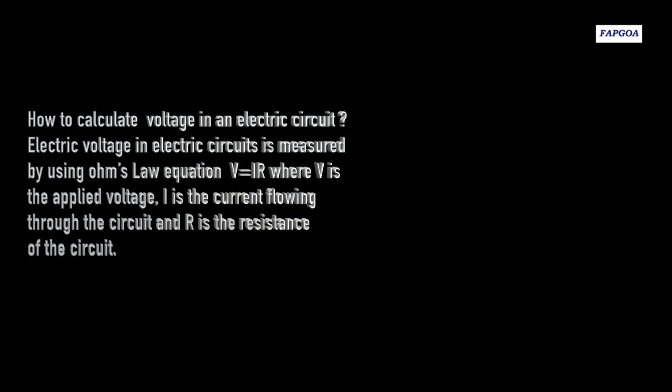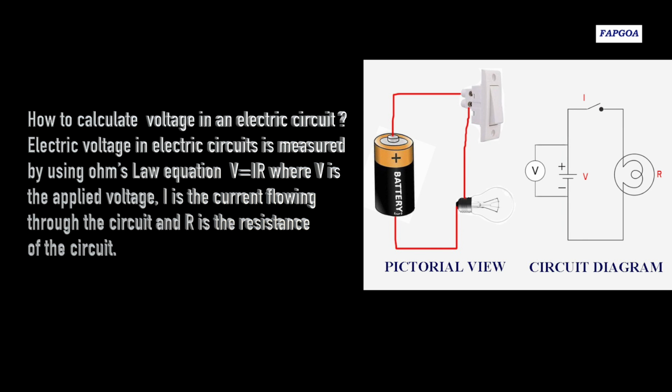How to measure electric voltage in electric circuits? Electric voltage in electric circuits is measured by using Ohm's law equation. V is equal to IR, where V is the applied voltage, I is the current flowing through the circuit, and R is the resistance of the circuit.